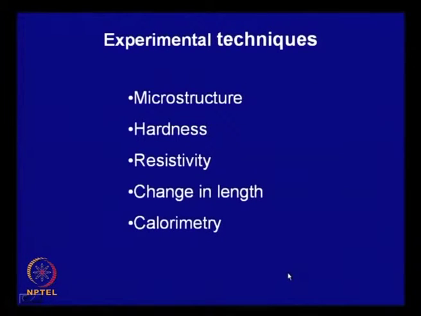Now, the question comes, what are the experimental techniques one can adopt to know about the transformation kinetics or kinetics of pearlitic transformation. One I mentioned is the microstructure examination. You do some interrupted quenching from that isothermal temperature, look at the microstructure. On the same sample you can follow the transformation by measuring hardness, and hardness is a function of microstructure. So, when you have martensite you will have maximum hardness, and when you have pearlite you will have minimum hardness.